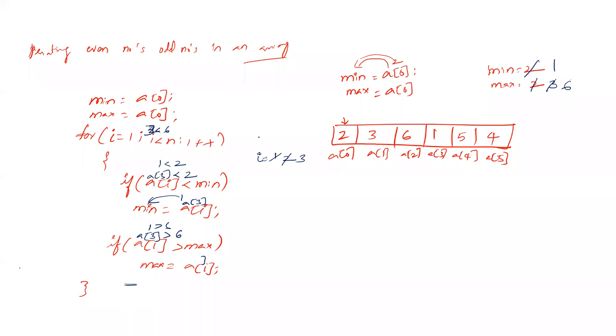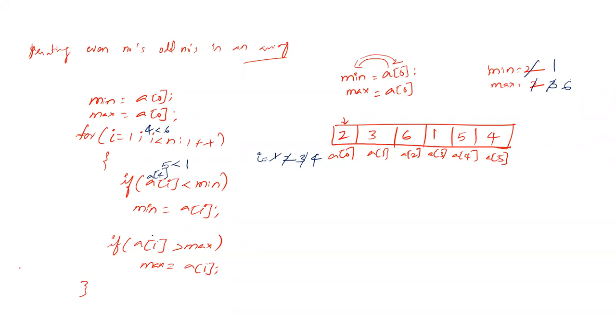We have completed the statements and increment I plus plus. I value becomes 4. So 4 less than 6, yes, it is true. A of 4: what is the A of 4 value? A of 4 value is 5. 5 less than min. What is the min? Updated min is 1. So 5 less than 1? No, it is not true. So we are not going to this statement.